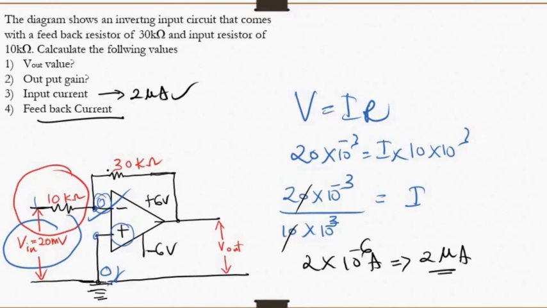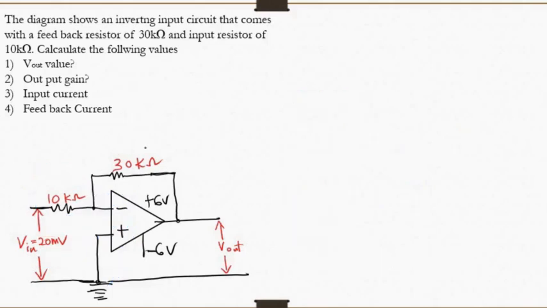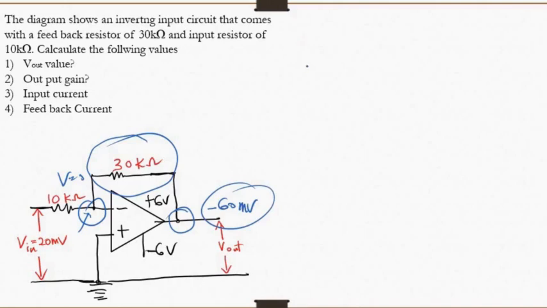Feedback current, again let's apply V equals IR for this 30 kilo ohms. The potential here is 0, V0 here, right? And the potential here we found, it's minus 60 millivolts. So the potential difference is 60. V equals IR, V is 60 into 10 to the power minus 3, R you can see 30 into 10 to the power 3.